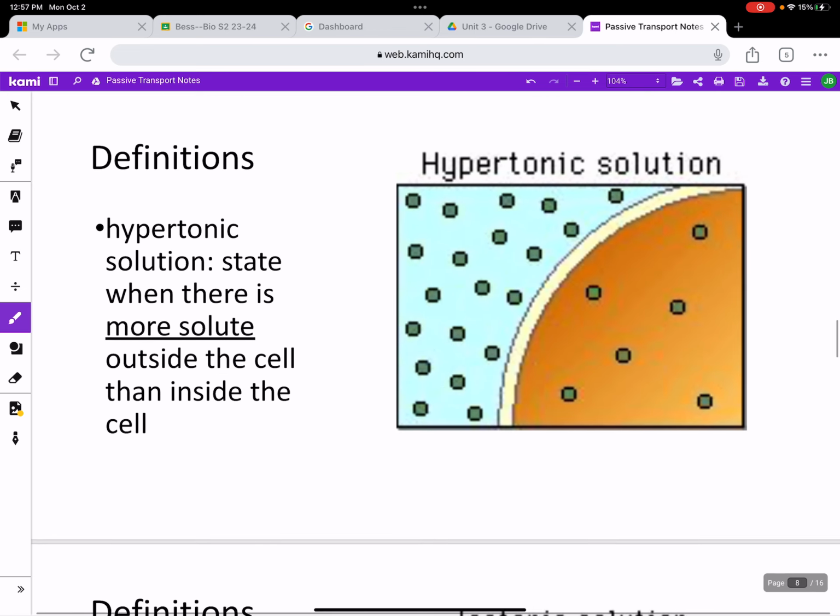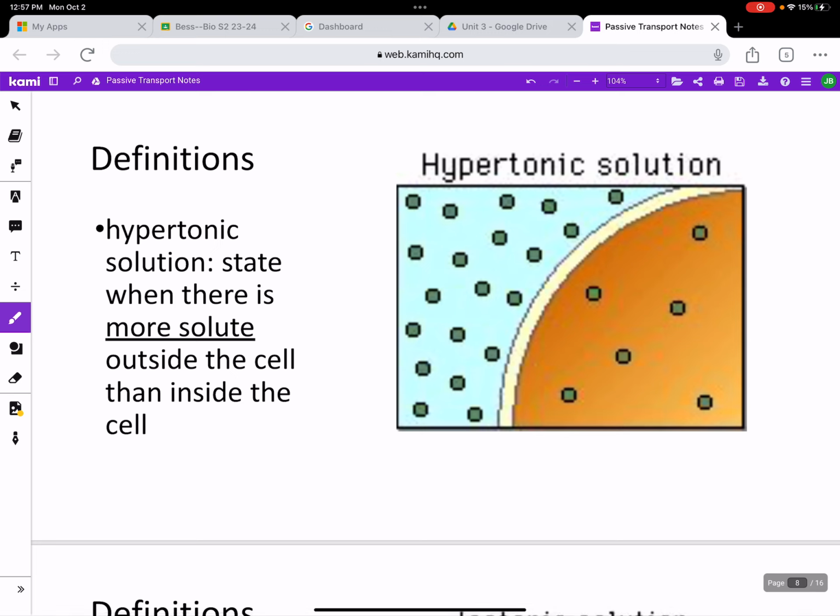Another definition is the opposite scenario, where it's hypertonic. So hyper means more. And there's more solute outside. So you can see that there's more of these green molecules outside than inside. So let's just, again, pretend that we have 50% of the green molecule outside, and we have 50% of water on the outside. On the inside, perhaps this is 15% of the green molecule, and so that means we have 85% water here. So we have more solute outside. So more solute outside is hypertonic.